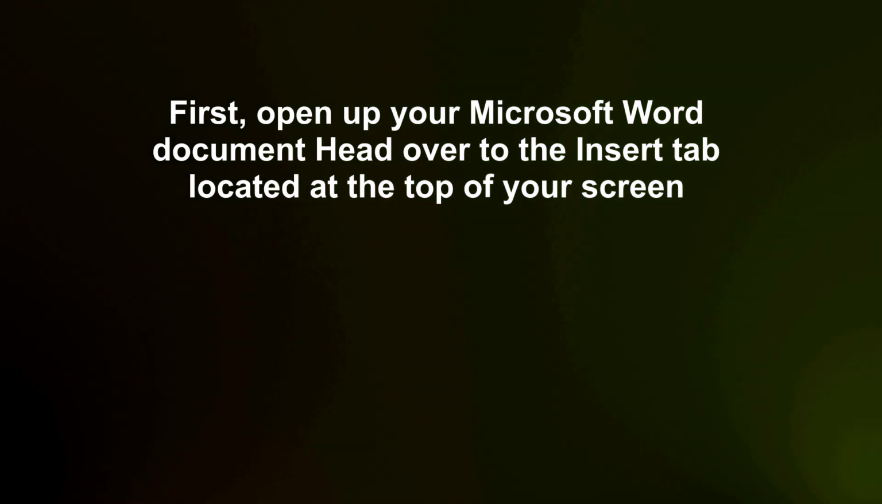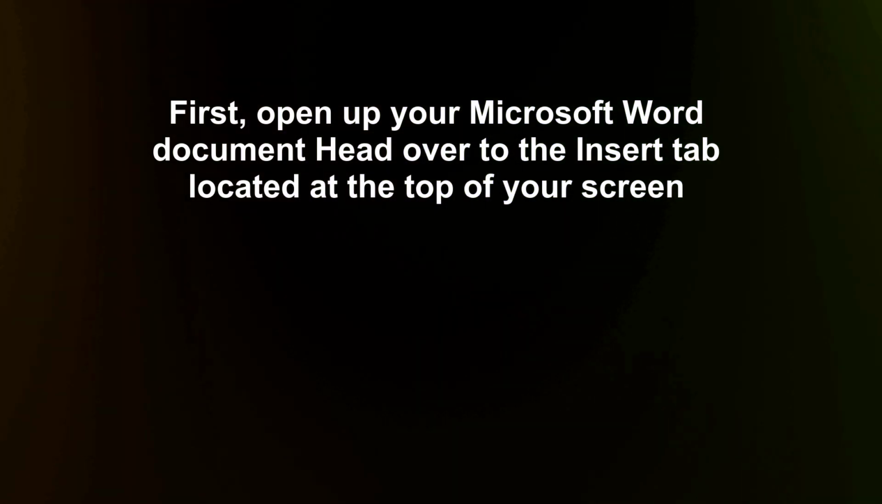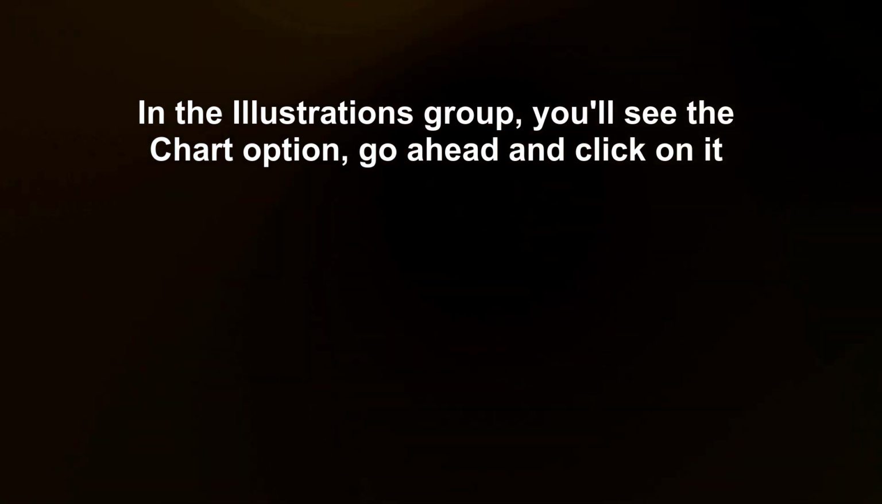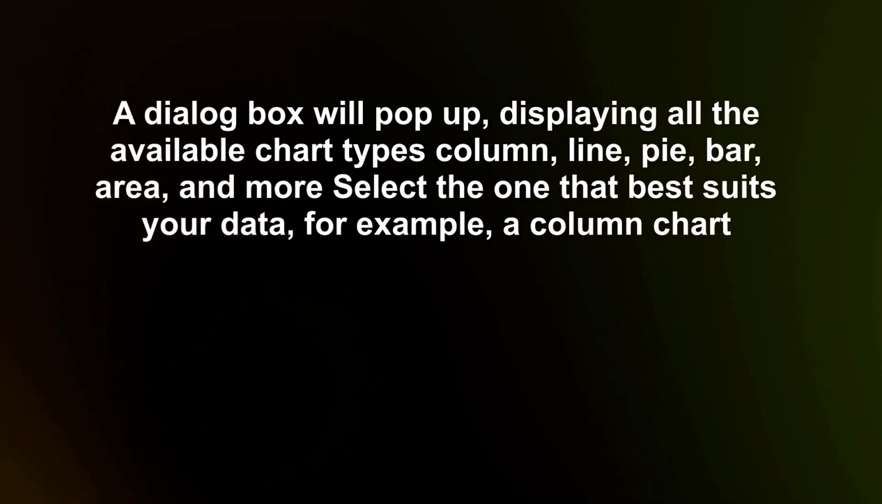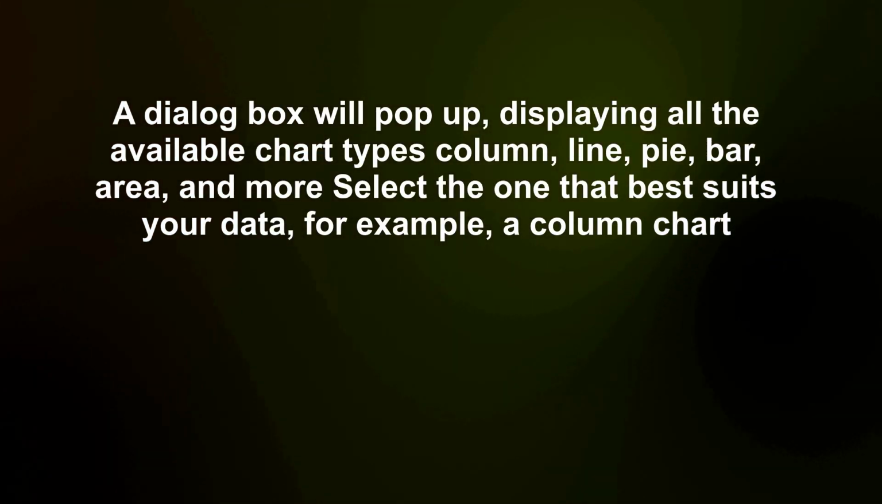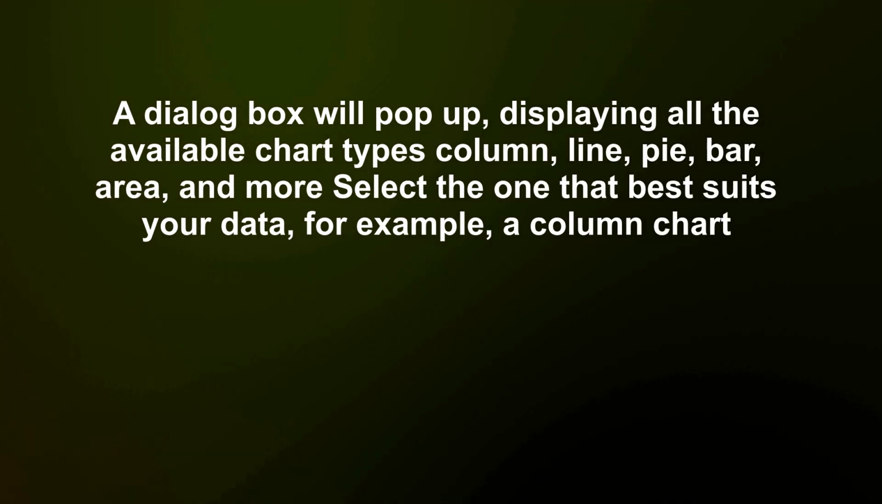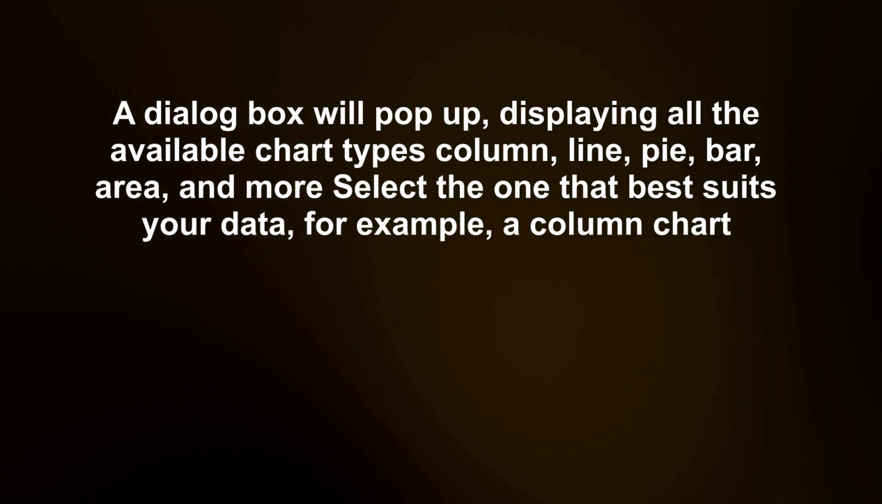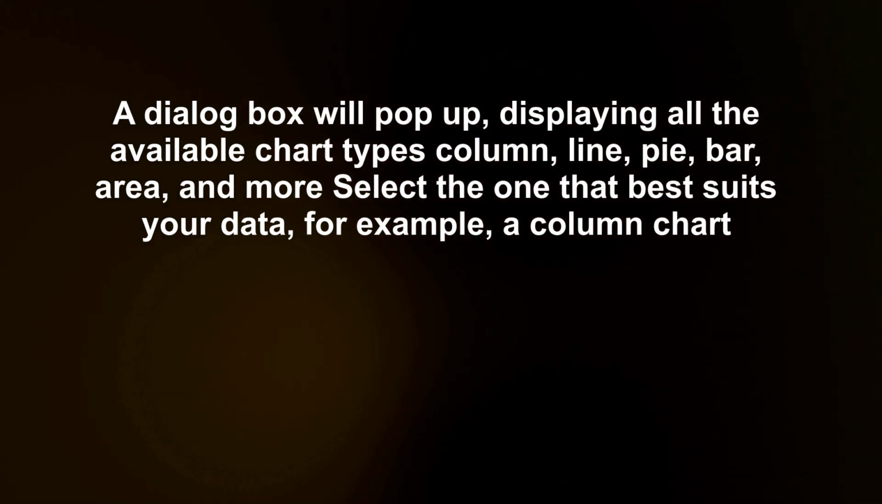Head over to the Insert tab located at the top of your screen. In the Illustrations group, you'll see the Chart option. Go ahead and click on it. A dialog box will pop up, displaying all the available chart types: column, line, pie, bar, area, and more. Select the one that best suits your data. For example, a column chart.